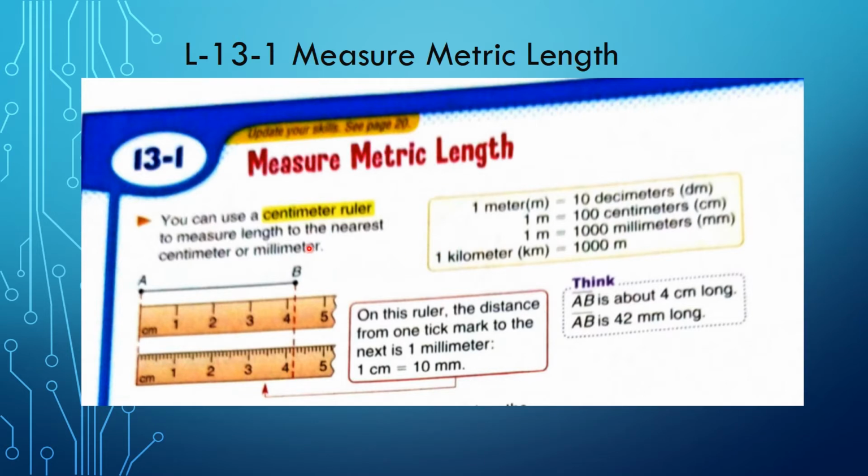Now in this one you can see a centimeter ruler. You have a 15 centimeter ruler. Then how to measure? You put a 0 on this line. For example, you measure this line AB. Put a 0 on A, and then you can see what the value is: 4.2 centimeter, and in millimeter it is 42 millimeter long.